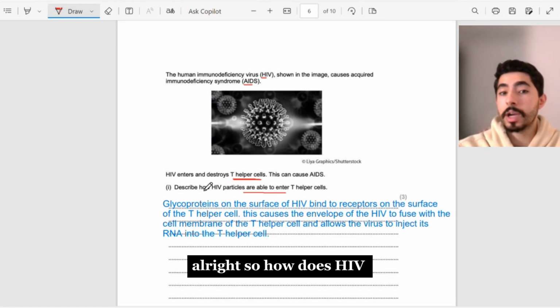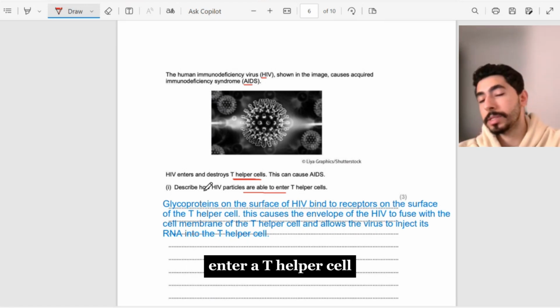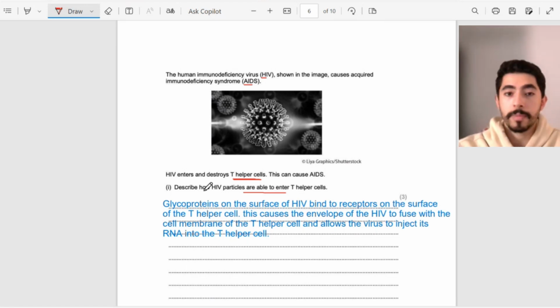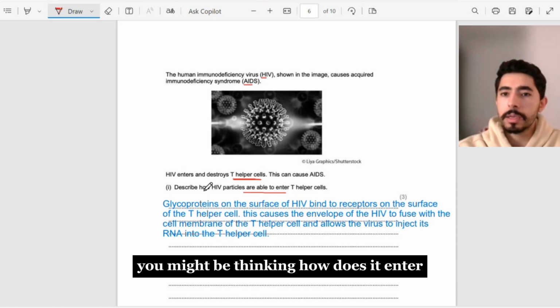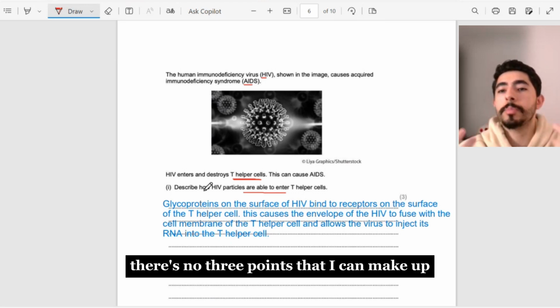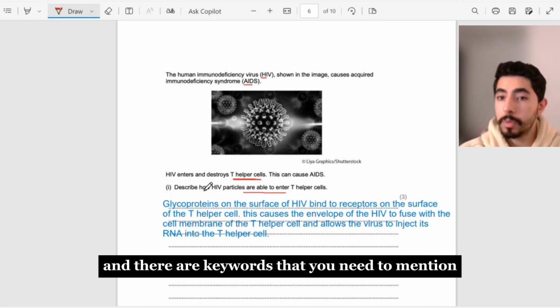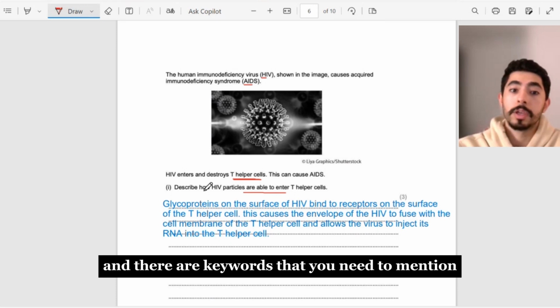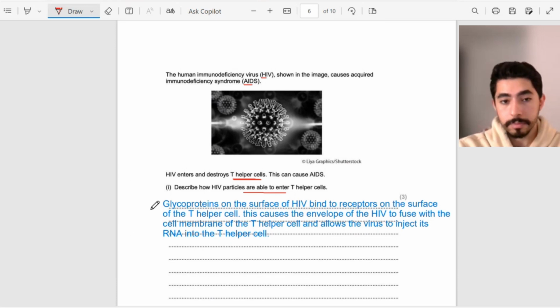Alright, so how does HIV enter a T helper cell? You might be thinking, it just binds to it and enters the cell. There's nothing to say, there's no 3 points that I can make up. No, there are. And there are keywords that you need to mention. So let's have a look.